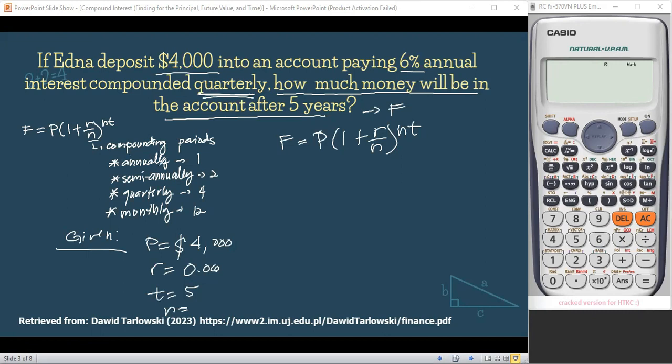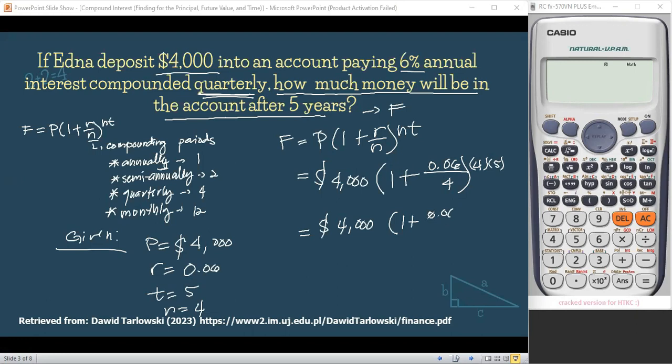Kaya sabi po natin, compounding periods, lagi yan meron po siyang laging LY sa hulihan. Sa may annually, quarterly, monthly. Ngayon po, dahil quarterly siya, meaning to say 4. Now, substituting all of this given po, so we have here $4,000 as our principal times (1 plus the rate of 0.06 all over 4) raised to 4 times the T, which is 5.